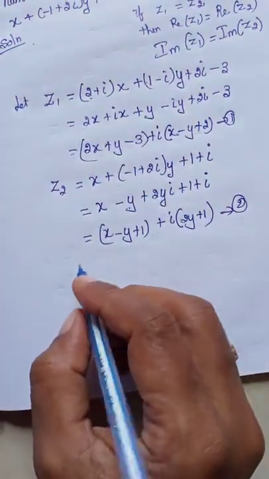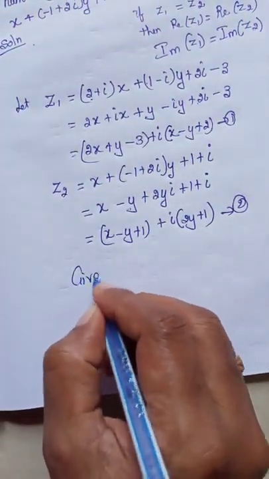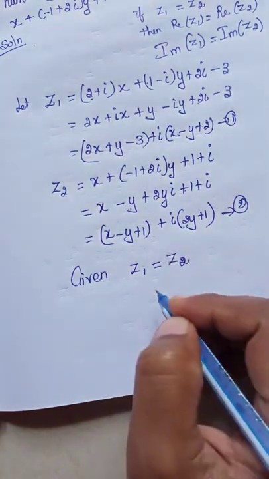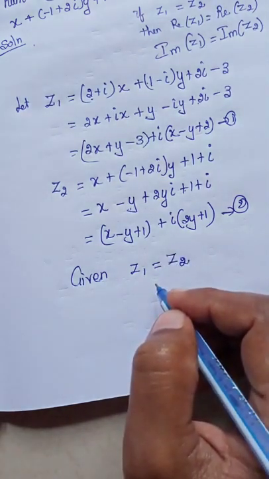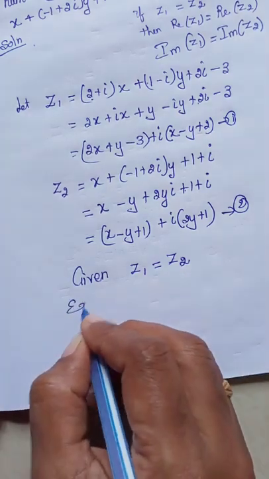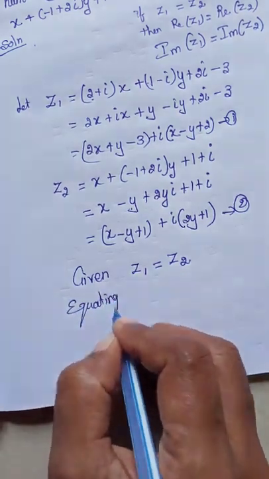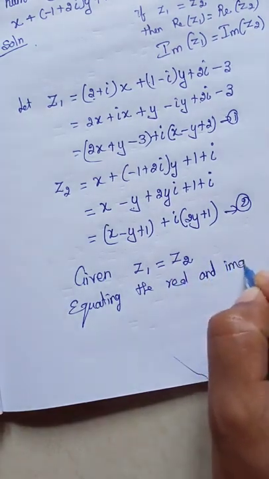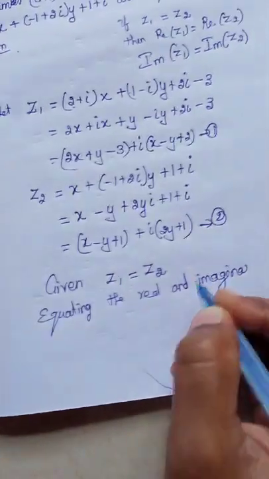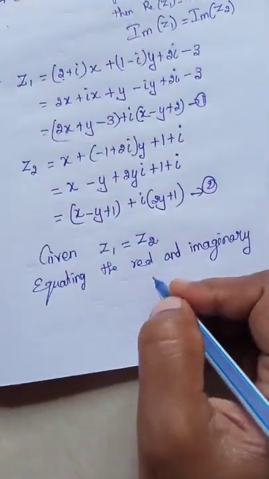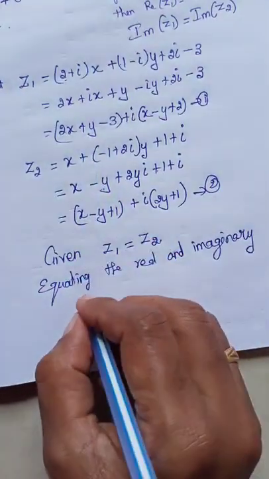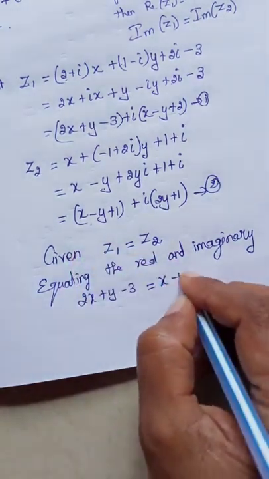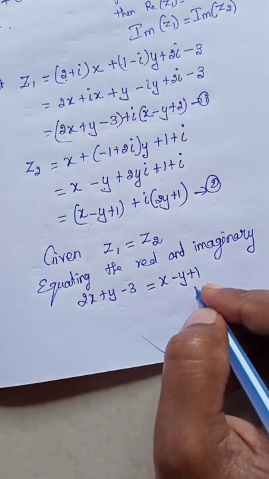So now you can write that it is given z1 is equal to z2. Therefore we know that the real and imaginary parts will be equal. So you can write, equating the real and imaginary parts. See here, the real part: 2x + y - 3 is equal to x - y + 1.